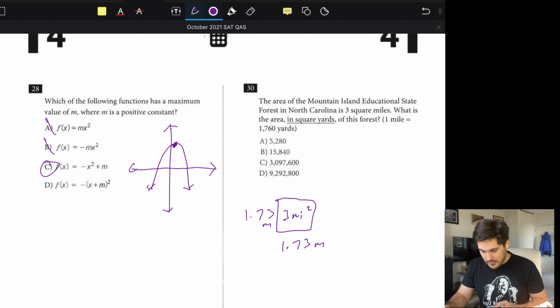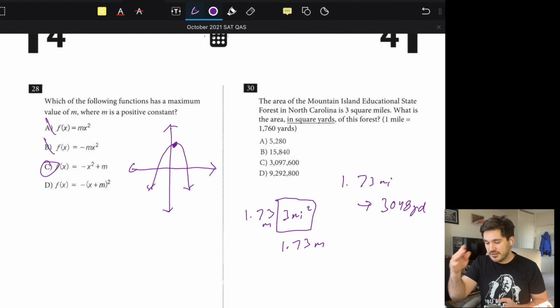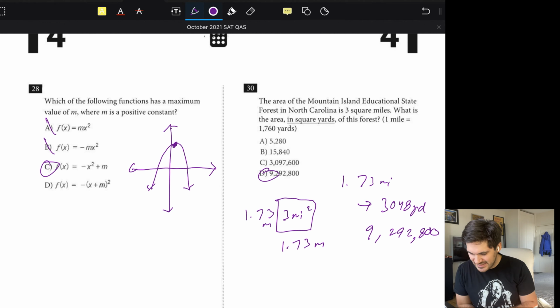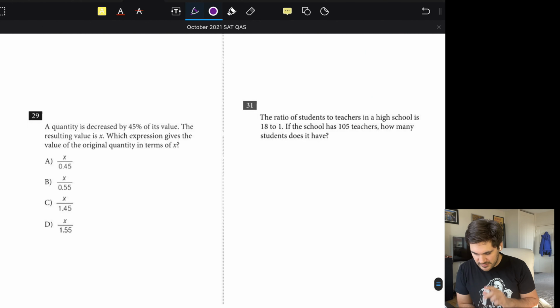Which means that each side length, 1.73 miles, times 1,760, is about 3,048 yards. And then to get the square area, we would square that, and that gets us 9,292,800. Okay, cool. Multiple choice is done. 27 minutes on the clock. And then let's go to the grid-ins.